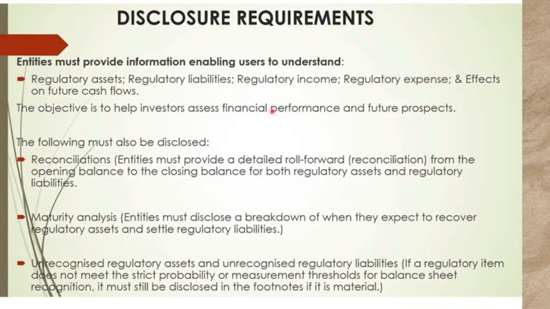Let's take them one after the other. Under reconciliations, entities must provide a detailed roll forward reconciliation. So you have to provide a roll forward reconciliation from the opening balance to the closing balance, so that we know both regulatory assets and regulatory liabilities. The reconciliation roll forward must be done so that we can see it clearly from the opening to the closing.